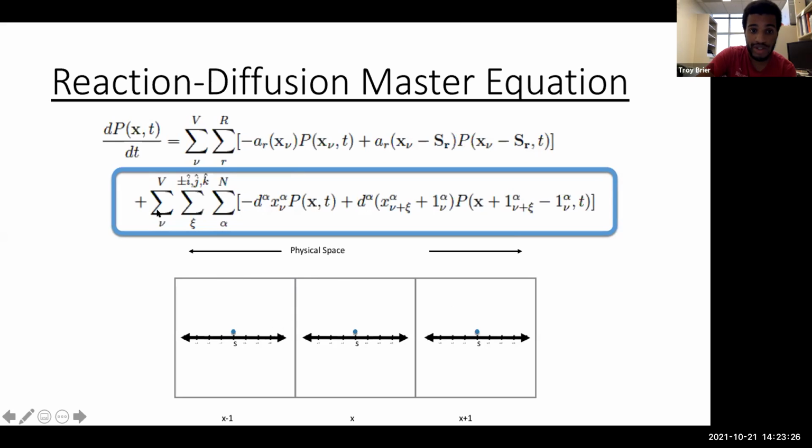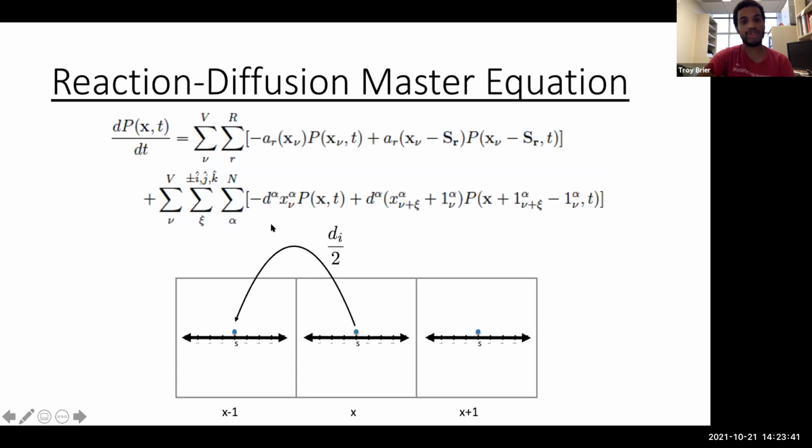Then your other term is a diffusion operator, which, similar to the chemical master equation in terms of sampling reaction states, samples spatial states described by the vector x. And so you have some sort of diffusion constant that allows transitions between your spatial regions.